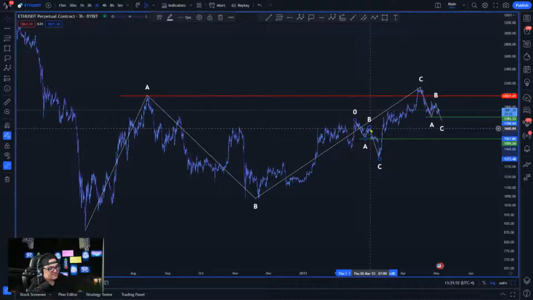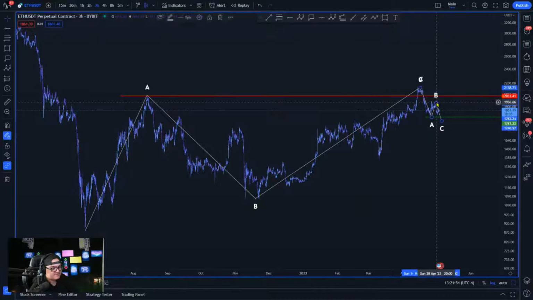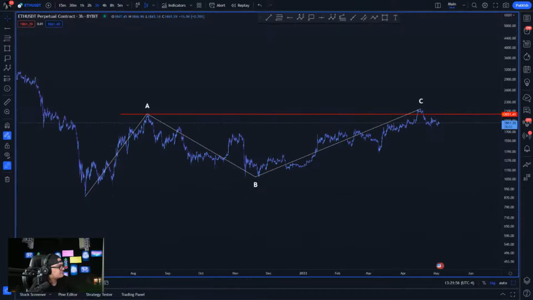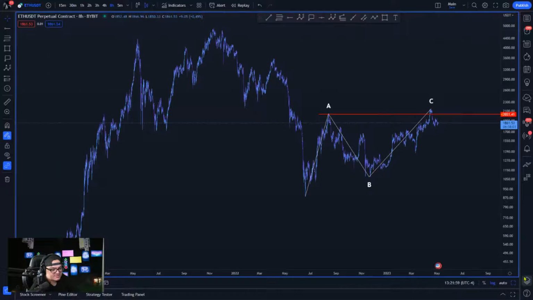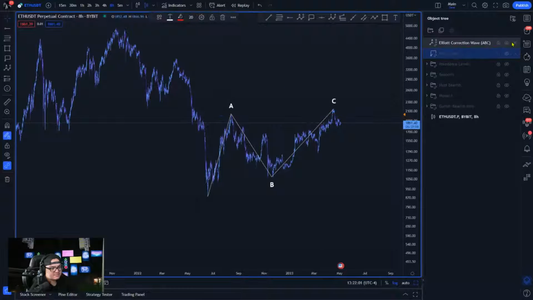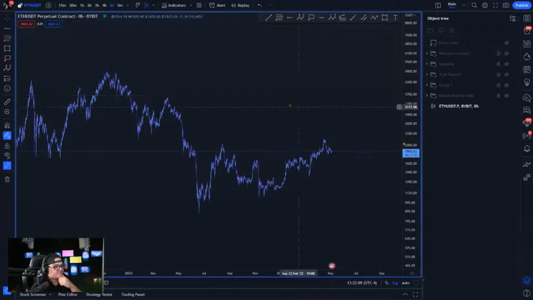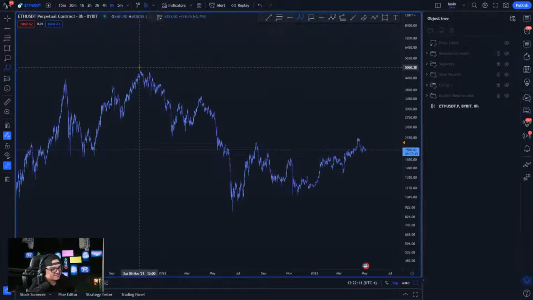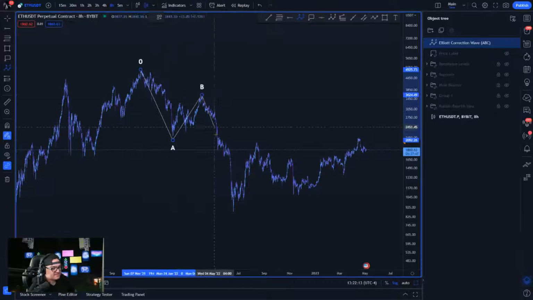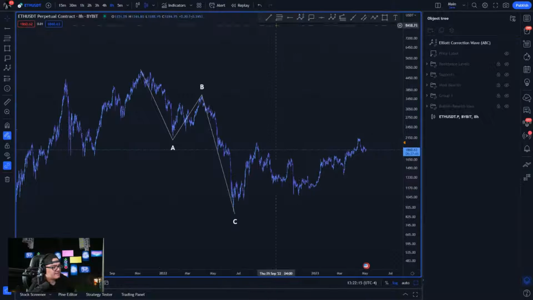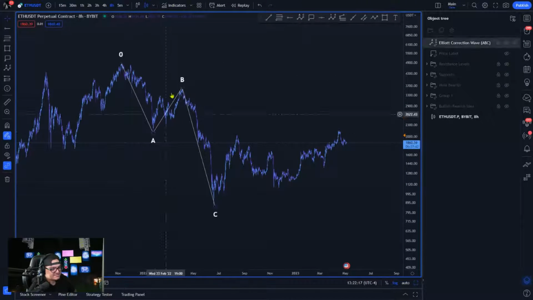So for the larger time frame for Ethereum, there's a couple things I want to keep in mind. Okay. So Ethereum, kind of the same thing, slightly different, but almost the same. We have an A2, B2, C. All right. And now the question is, is this the beginning of something or the end of something?